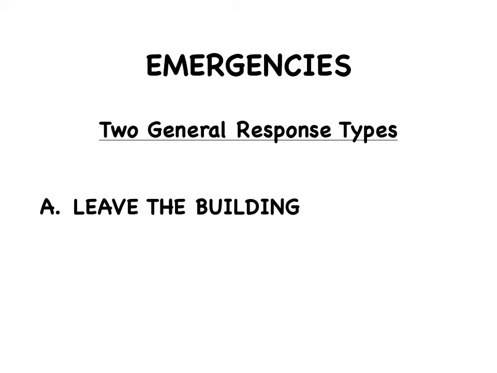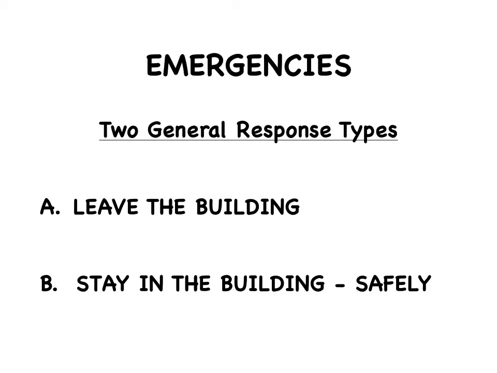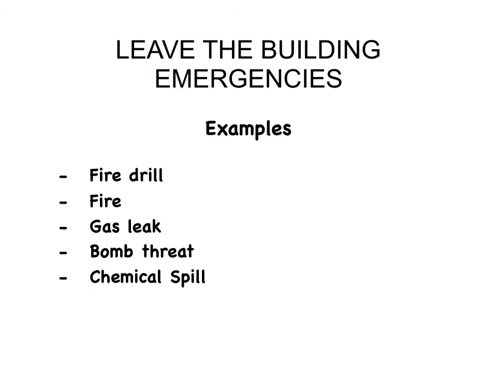So, emergencies. There are two general response types. The first is the leave the building type of response, and the second is one in which we would stay in the building safely. Leave the building emergencies include things like fire drills, a fire, gas leaks, bomb threats, and chemical spills.